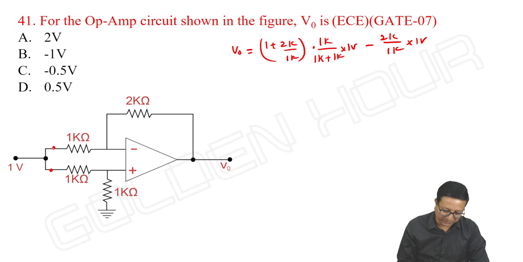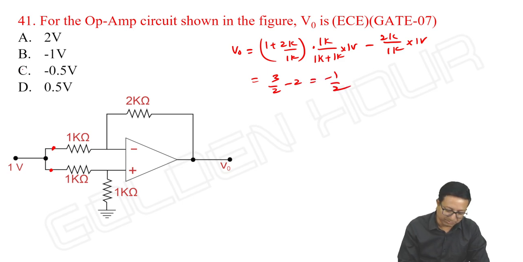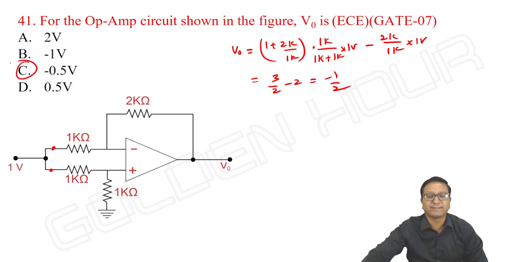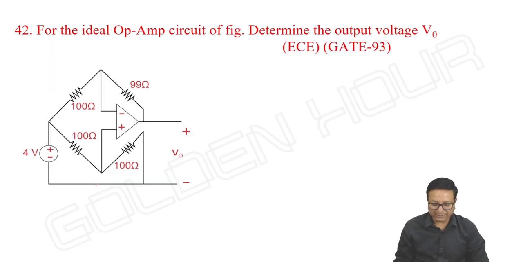Meaning what is the effect? If 1 volt is directly applied here, it is minus 2K by 1K into 1 volt. So it is 3 by 2 minus 2. It is minus 1 by 2, which means minus 0.5 volts is the answer. It's as simple as that. See, the circuit is appearing here like this. It looks like some bridge, but it is the same as our previous circuit only.